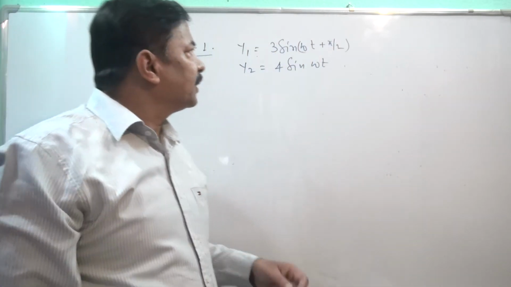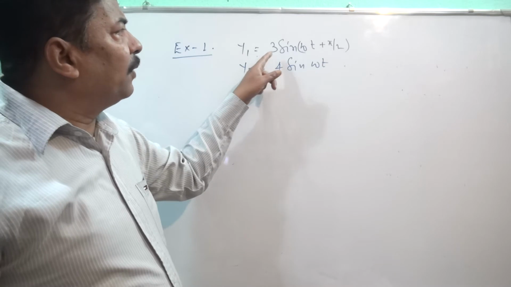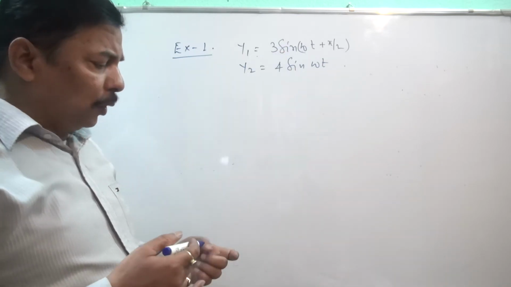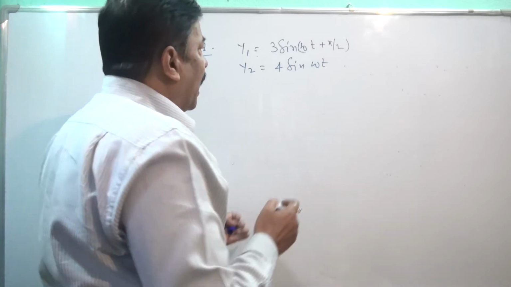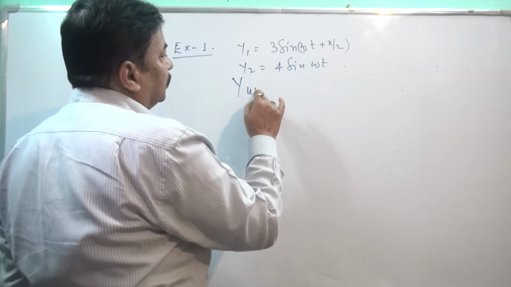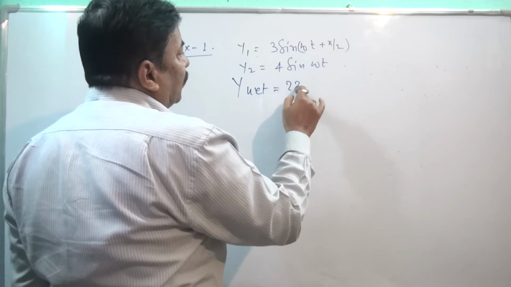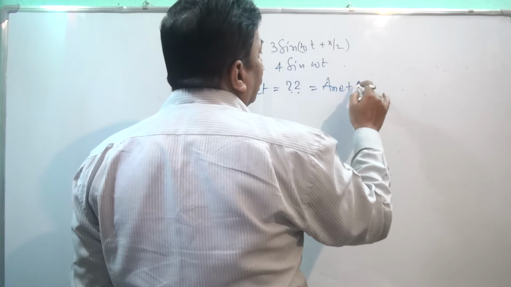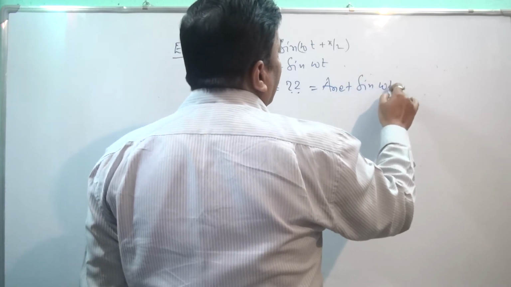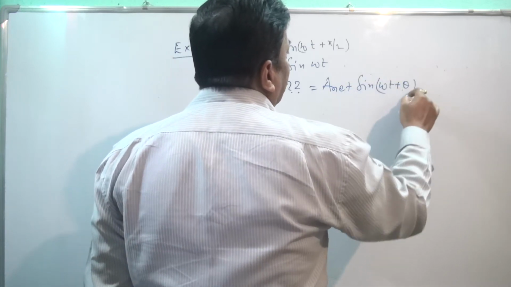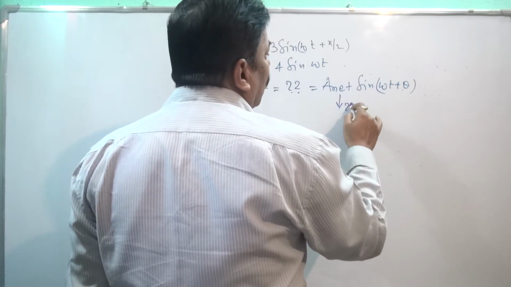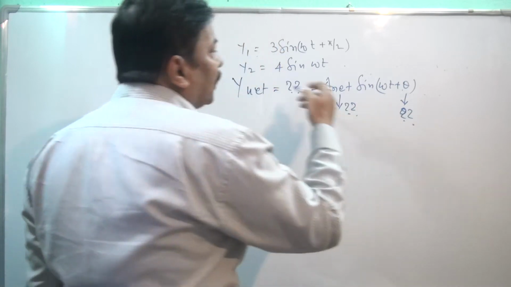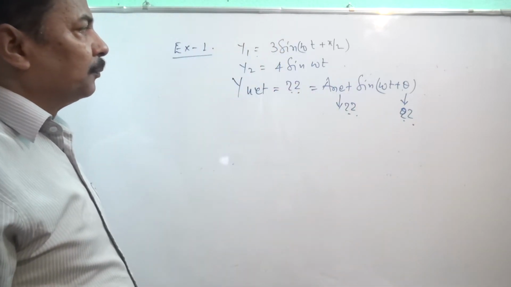Let us begin our discussion with the first question. y1 is equal to 3 sine omega t plus pi by 2 and y2 is equal to 4 sine omega t, and you have to find y net. Y net is equal to how much? So as you already know, y net is a net sine omega t plus theta. So basically you have to find the value of a net, you have to find the value of theta, and naturally you will get the answer.